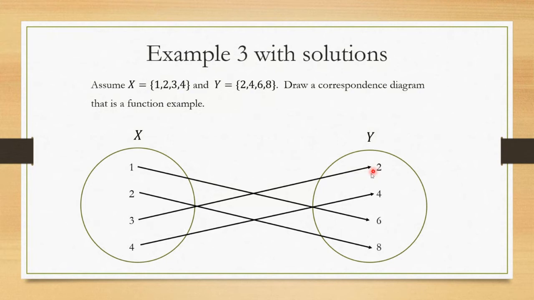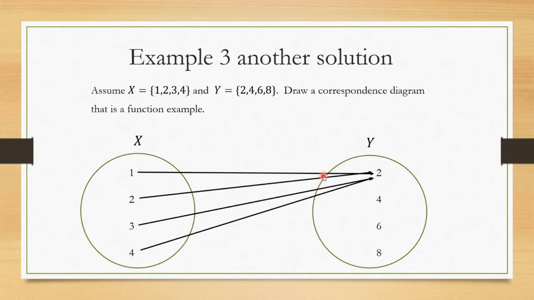So that's what has to happen. What about this one? Well, this is a function. Here, each input goes to only one output. They all have the same output. That's okay. That can happen. There's nothing wrong with that.